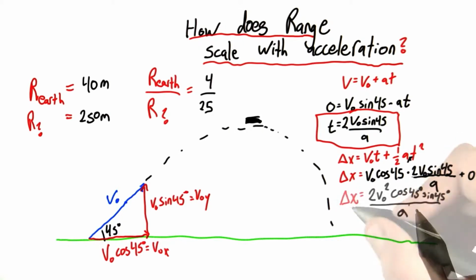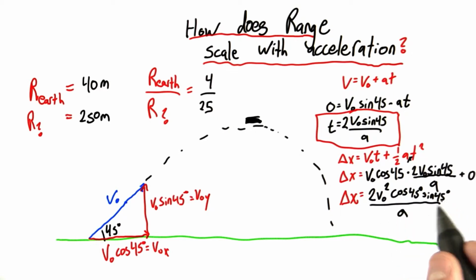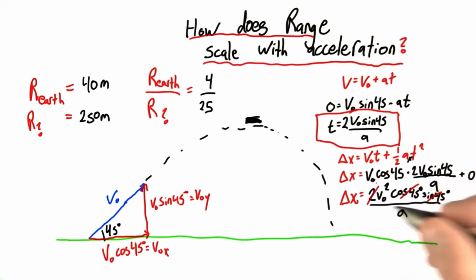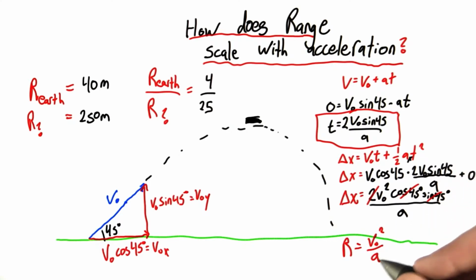Okay, let's simplify. Well, I've multiplied the v0s together to get this v0 squared, and actually if I carry out cosine 45 times sine 45, I find that's just equal to 1/2. This part, the 1/2, cancels with a 2. I find that my maximum range is equal to my initial velocity squared over a.